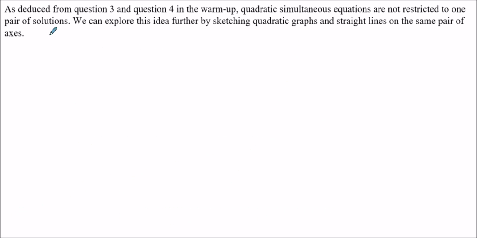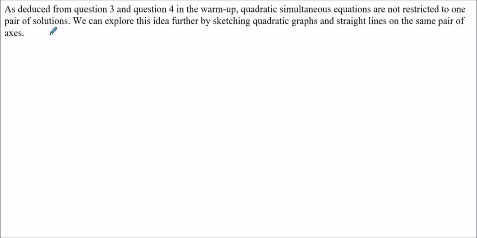Let's move on now to the main portion of the lesson. So question 3 and question 4 in the warm-up, we just showed there that quadratic simultaneous equations are not restricted to just one pair of solutions. So in the case I just showed, we had x equals 1, y equals 4, and as well as that, the coordinates x equals 7 and y equals 10.